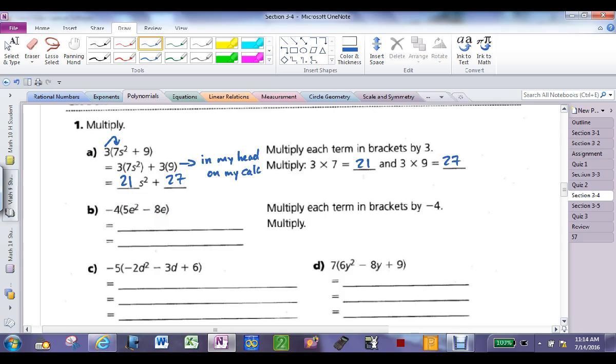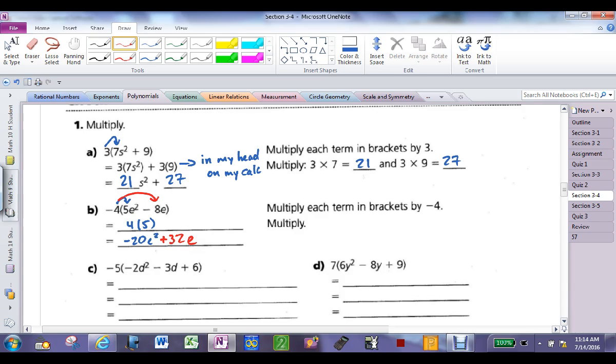Okay? What's this one now? What's tricky? It's got a negative in front. So what does that mean? Every sign in the bracket is going to change. So I do 4 times 5. 4 times 5 is 20, but it's got to change, so it's negative 20. And then we care about the letters. E squared. Then, draw another arrow. 4 times 8, 32. It was negative, so it changes to positive.